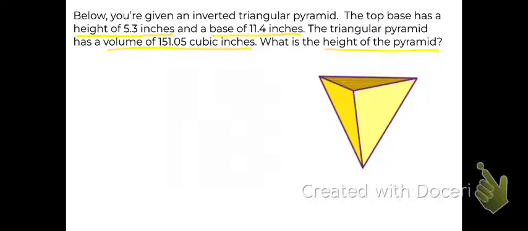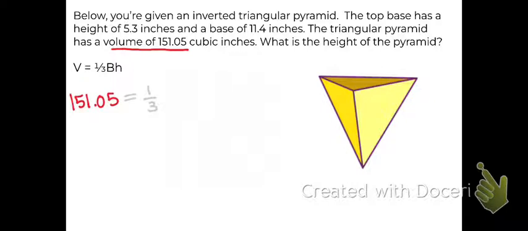Well, if they're giving us the volume of the pyramid, let's take a look at that. So this is the pyramid formula for any pyramid, regardless of what the base is. You just take 1/3, you multiply it by the area of that base, and then by the height of the pyramid. So let's just start filling some numbers in. V stands for volume, and the volume is 151.05. And then what? B is base, right? Oh, I see here it says base is 11.4. Is that what I do? H is height. It says the height is 5.3.